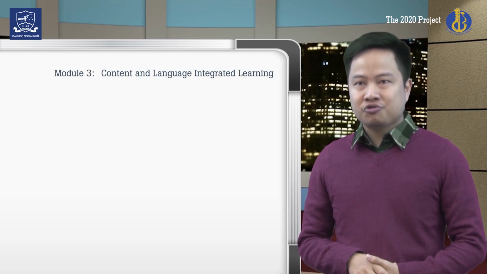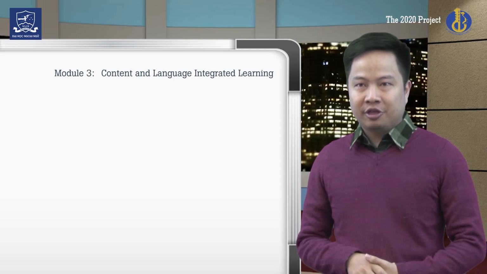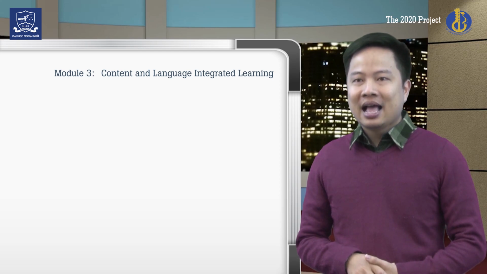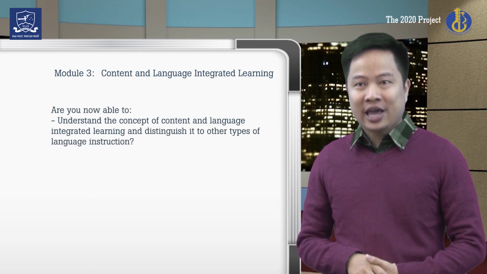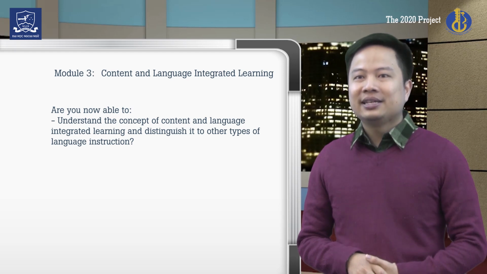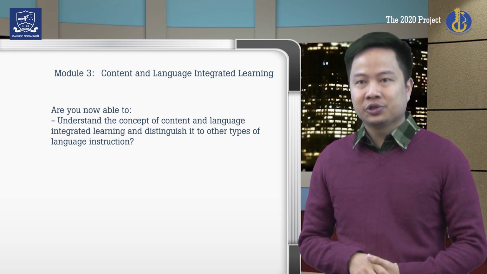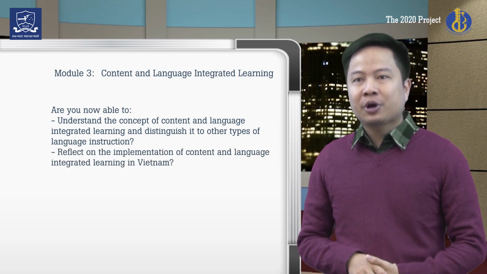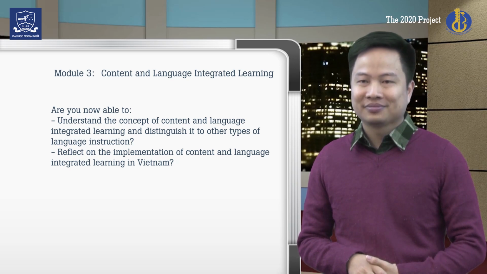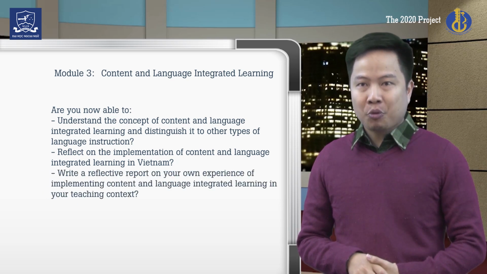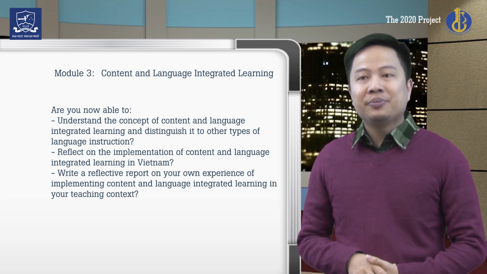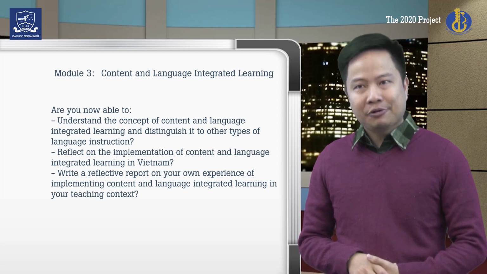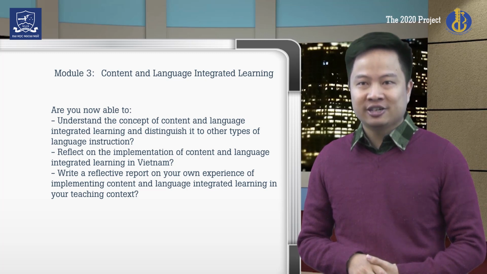Regarding module number 3, have you achieved the following goals? Understanding the concept of content and language integrated learning. Distinguish this from other types of language instruction. Reflecting on the implementation of content and language integrated learning in Vietnam. Writing a reflective report on your own experience of implementing content and language integrated learning in your teaching context.